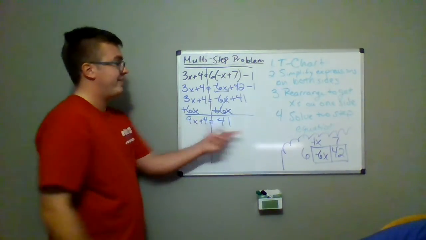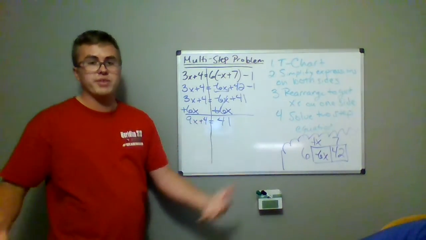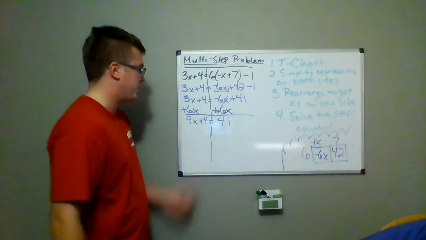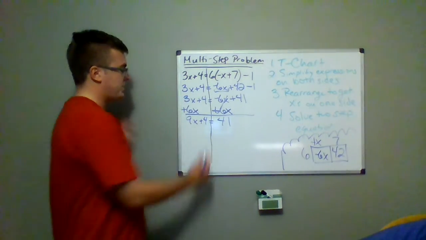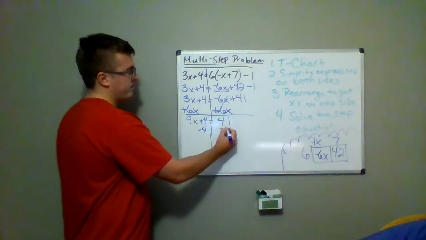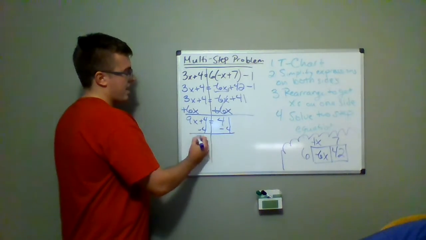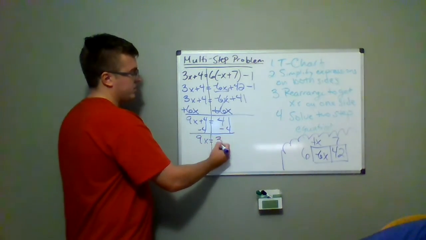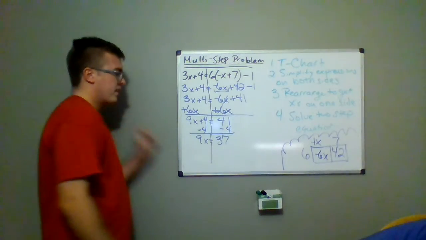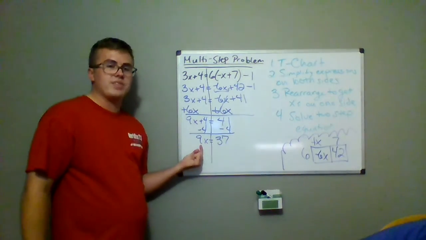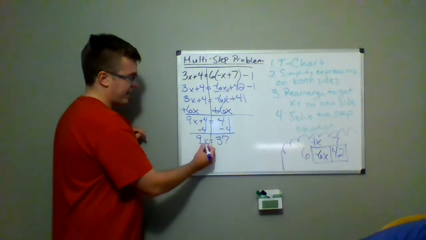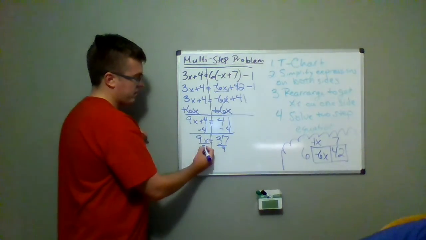So now I'm in step number 4. I'm solving it like I would a two-step equation. I'm getting rid of that addition by subtracting 4. 9x equals 37. From here, I've got to get rid of this coefficient, so I'm going to divide by 9.